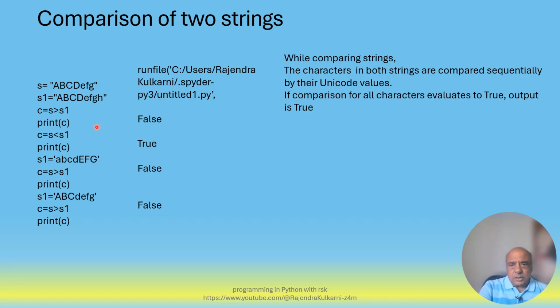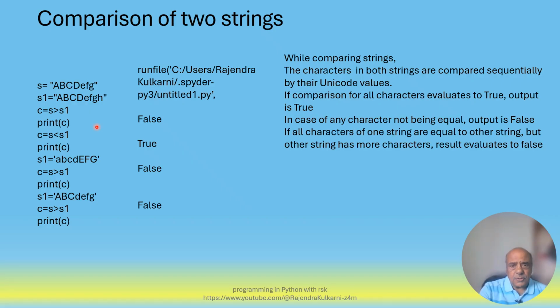If all the comparisons are true, output is true. In case of any character not being equal, output is false. If all characters of one string are equal to the other string, if they compare and give a true result for each and every character, but the other string is bigger, has more characters than the one string, then the result of comparison will always be false.